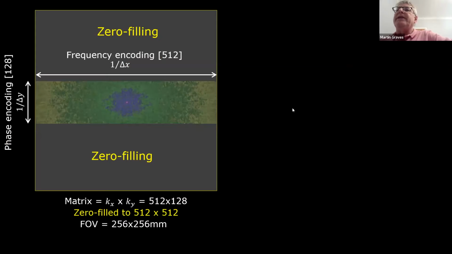So this allows us to do things like if we acquire only 128 phase encodings and we acquire 512 samples, then manufacturers will normally just fill the periphery of k-space here with zeros. So that's essentially the best possible interpolation that can be done. So now we've got a 512 by 128 acquisition, zero filled to give us a 512 by 512 k-space, again with the same resolution or the same field of view.